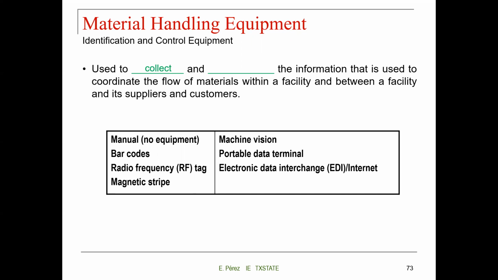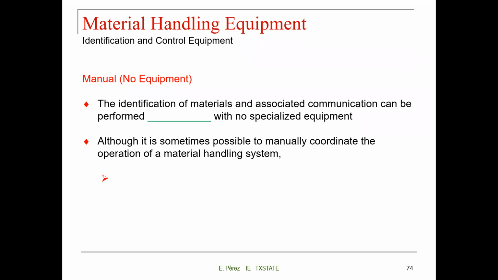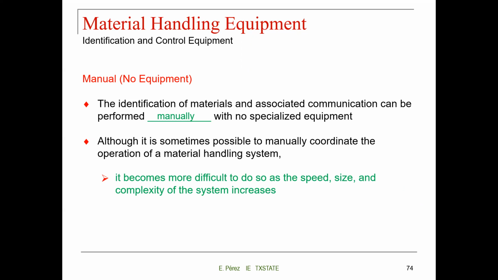Identification and control equipment. This is used to collect and communicate the information that is used to coordinate the flow of materials within a facility and between the facility and its suppliers and customers. So here's some examples. Manual, no equipment. The identification of materials and associated communication can be performed manually with no specialized equipment. Although it is sometimes possible to manually coordinate the operation of a material handling system, it becomes more difficult to do so as the speed, size, and complexity of the system increases.